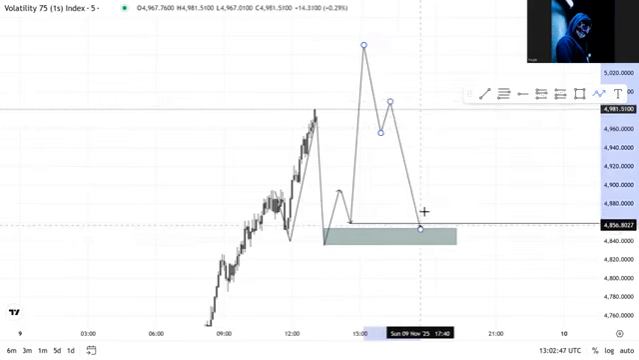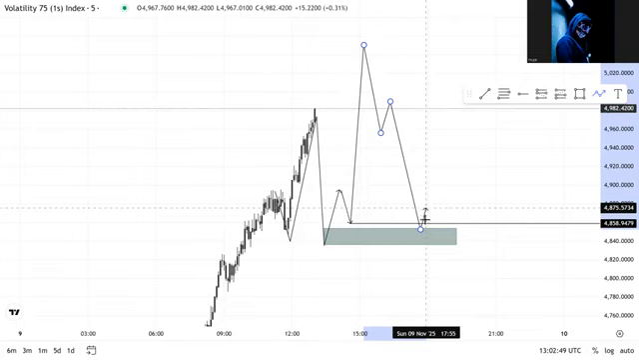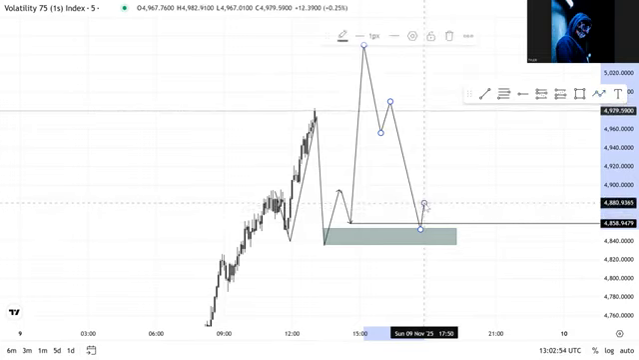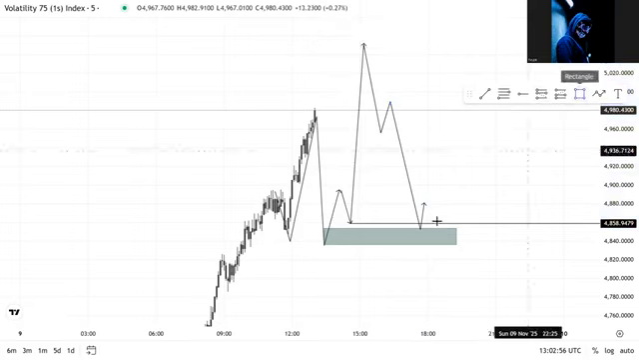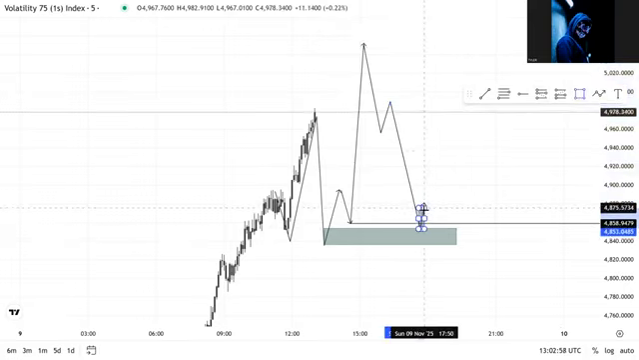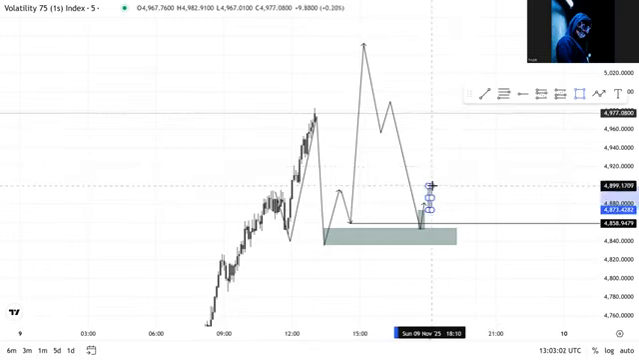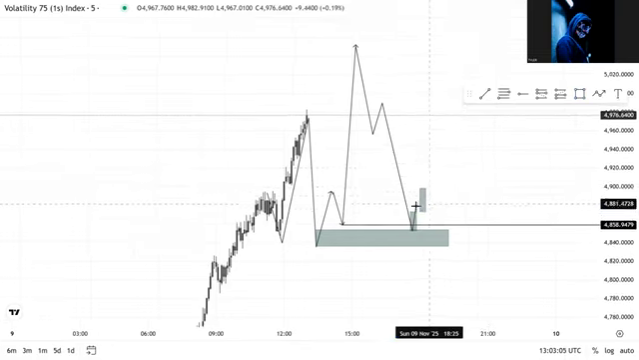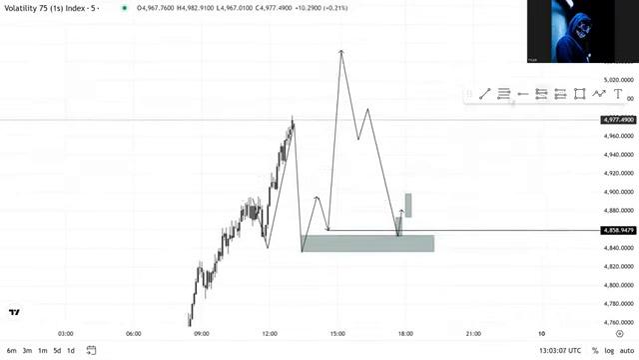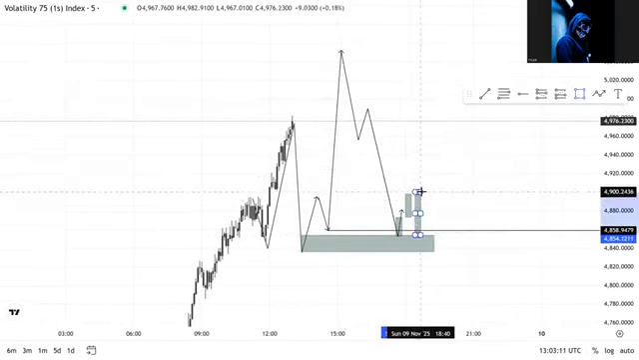Now that confirmation should only be a bullish engulfing candle, right? Or two strong bullish candles, right? So once I see something like that, I've gotten my confirmation. What do I mean by two strong candles? I mean two bullish candles, straight up, right?